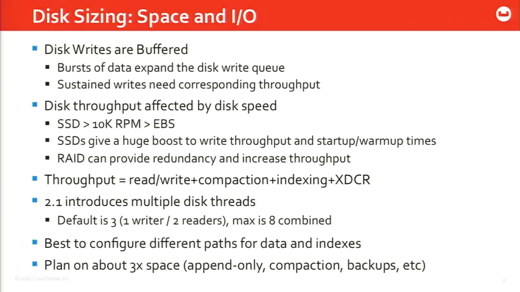The disk throughput is certainly affected by the speed of the disk. SSDs are faster than spinning disk. Spinning disk is usually faster than say Amazon EBS. We have some customers here in this room actually who are using Fusion I/O underneath their Couchbase nodes. They're getting extremely high throughput, in the order of 150,000 writes per second to disk on an individual node.